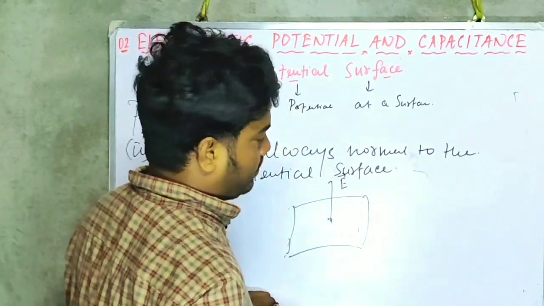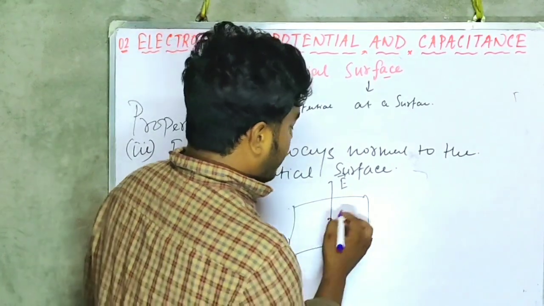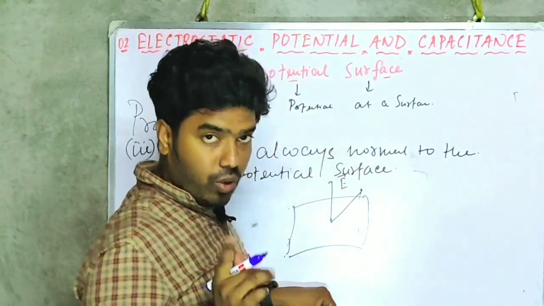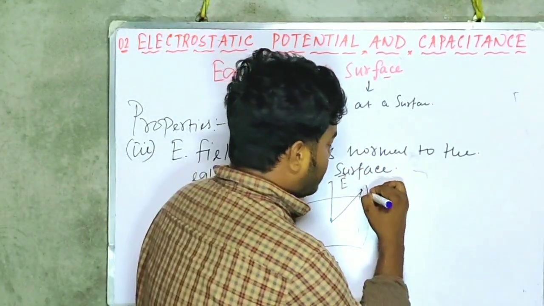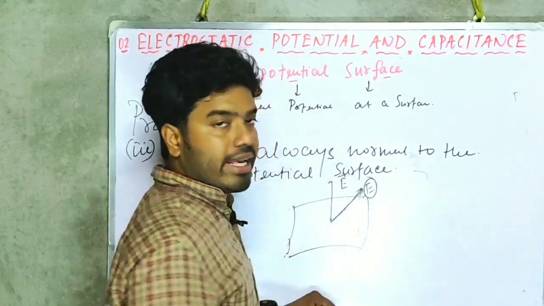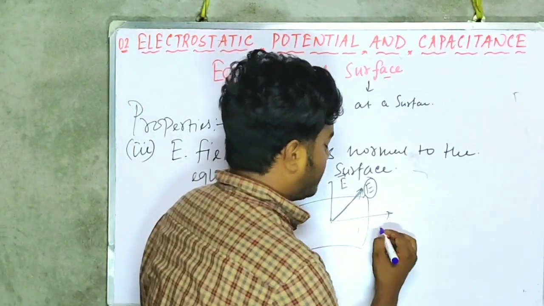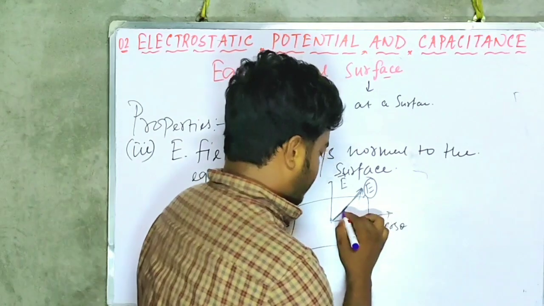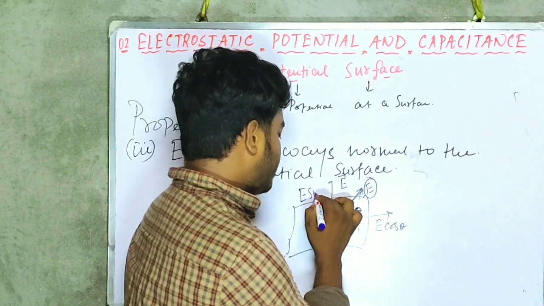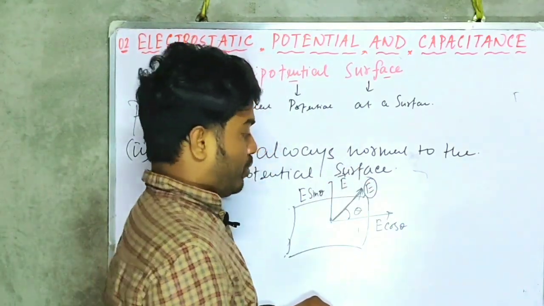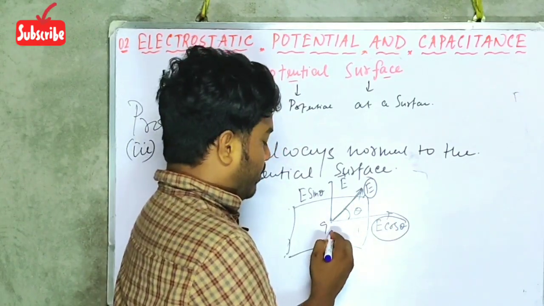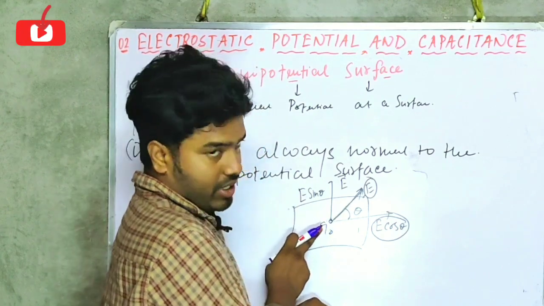Question is why? If the direction of electric field is not normal, suppose the direction of electric field is along that side, then this E has two components. This component is E cos theta, taking this angle theta, and this perpendicular component is E sin theta. Now the E cos theta component is a non-zero component. And you consider here is a test charge Q0.